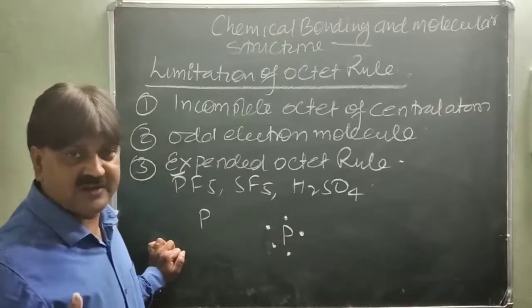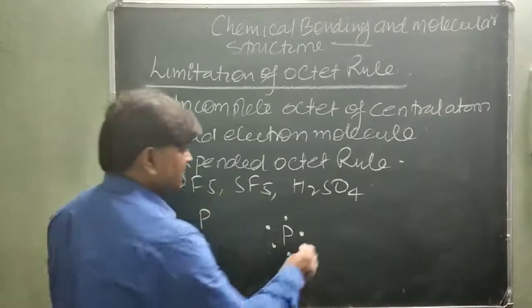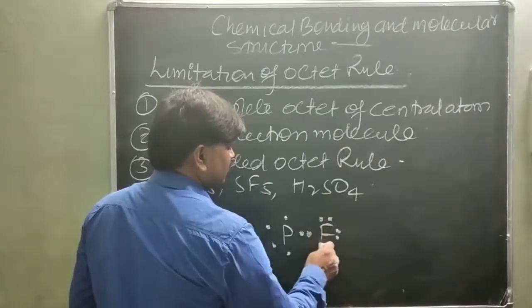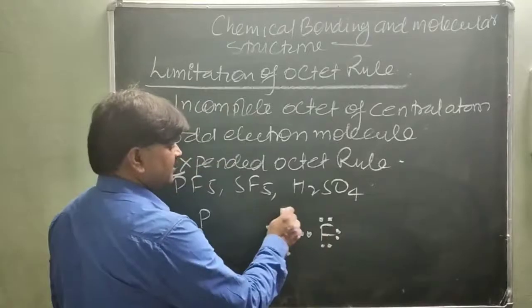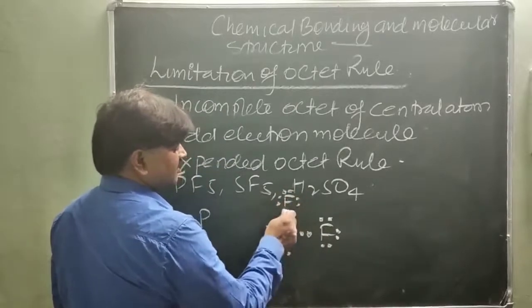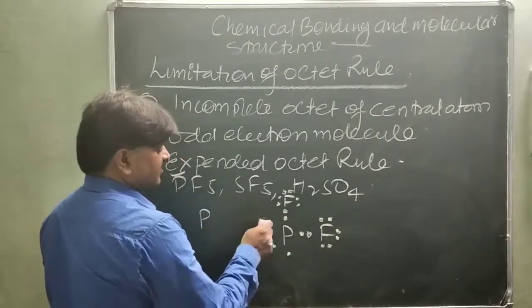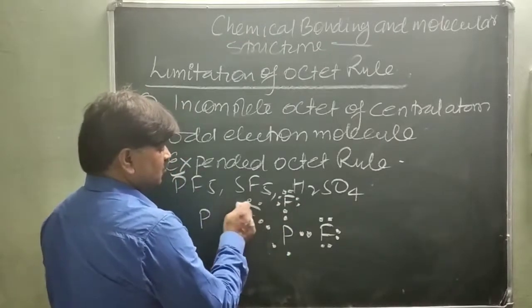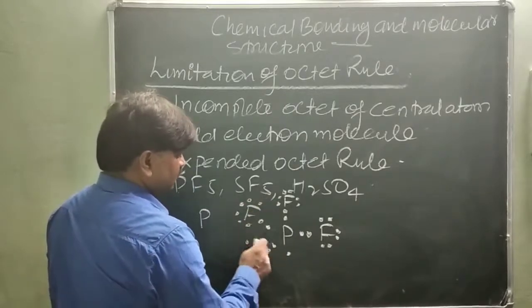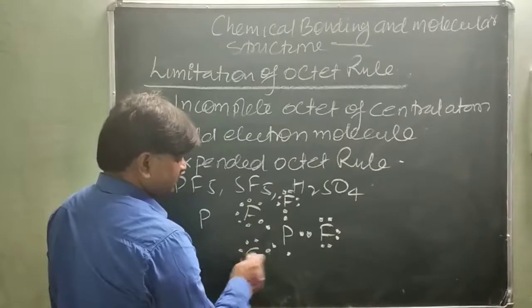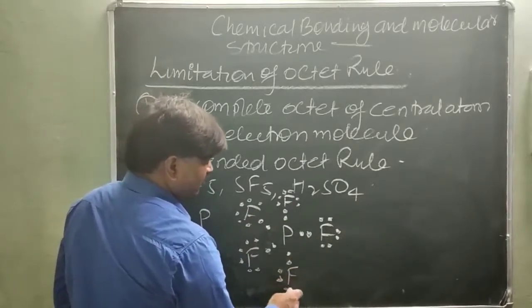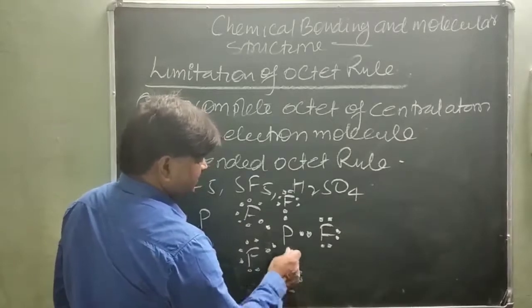And fluorine has 7 electrons in the outermost shell. So one electron is shared by this fluorine, 2, 4, 6 and 7 electrons. Another fluorine shares one electron here, 2, 4, 6 and 7. Another fluorine, 2, 4, 6 and 7. Another fluorine, 2, 4, 6 and one electron shared here.